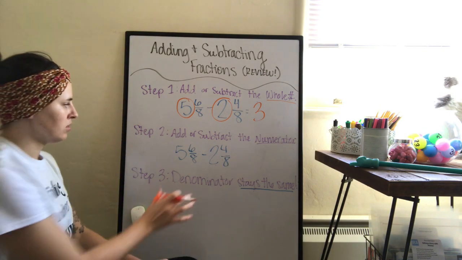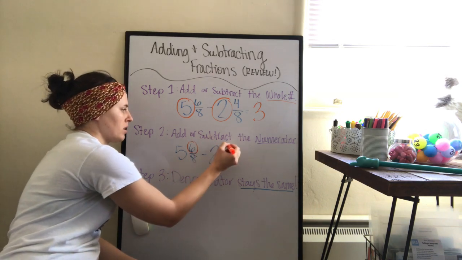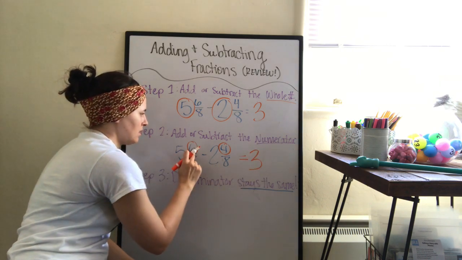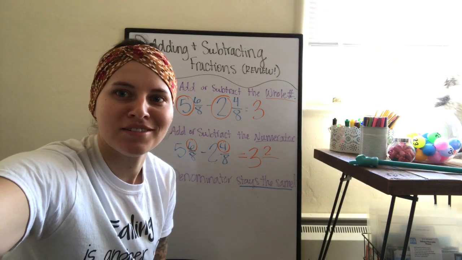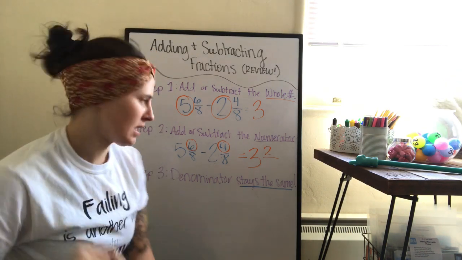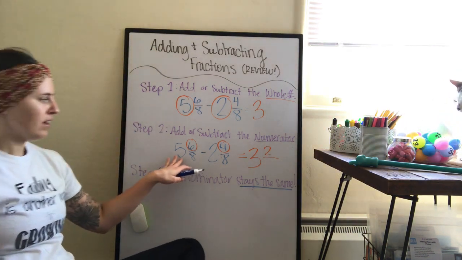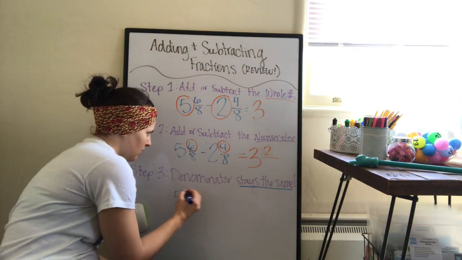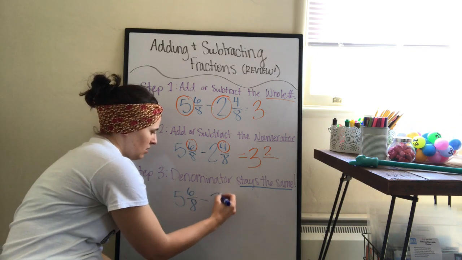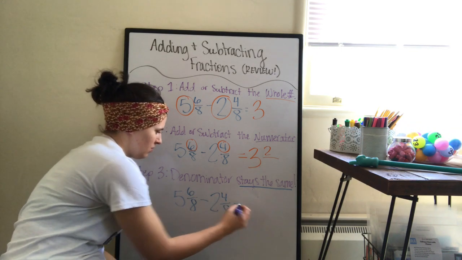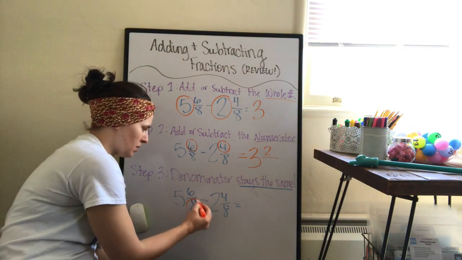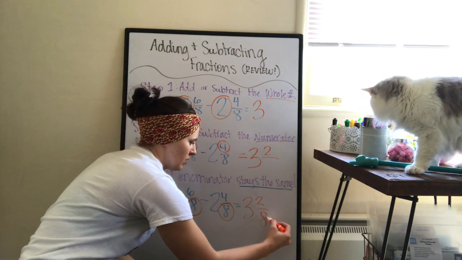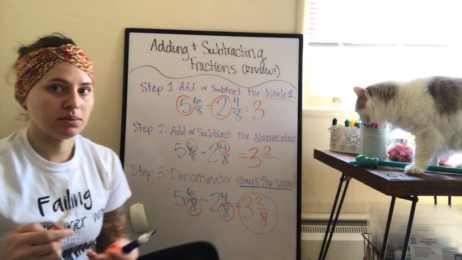Subtract the numerators. We got our whole numbers and we have our numerators. We already did 5 minus 2, which is 3. 6 minus 4 is 2. Sorry, my alarm went off telling me that my laundry needs to be taken out of the dryer. I will do that in a moment. So anyway, we have 5 minus 2 is 3. 6 minus 4 is 2. And finally, denominators stay the same. Denominators are on bottom. So we have 3 and 2/8, and that is our answer, which can be simplified.